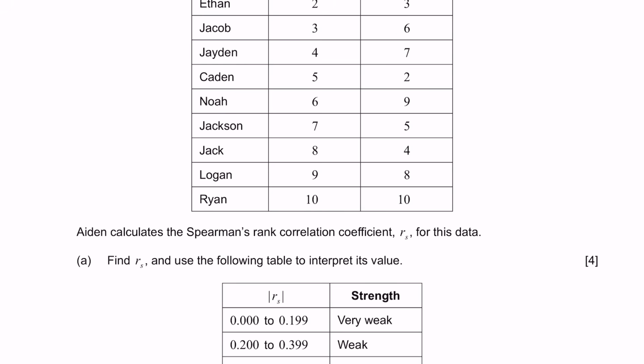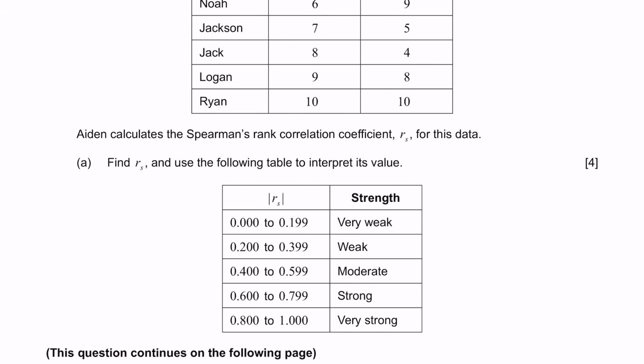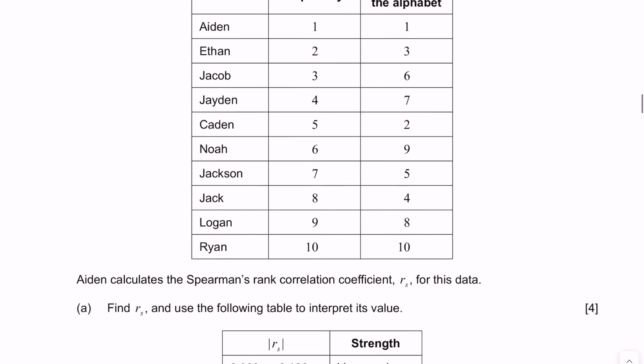Aidan calculates the Spearman's rank correlation coefficient, RS, for this data. Find RS and use the following table to interpret its value. Okay, so kind of actually two questions wrapped up into one. First, we want to find RS, and then we want to state the strength of this significance. So is it very weak or is it a very strong relationship? So let's first find Spearman's correlation.